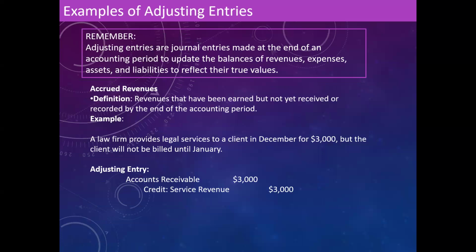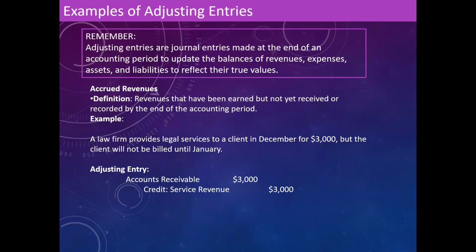So at the top of each of these examples, I have this "remember." Okay, this is what we're doing. Adjusting entries are journal entries made at the end of an accounting period to update the balances of revenues, expenses, assets, and liabilities to reflect their true values.